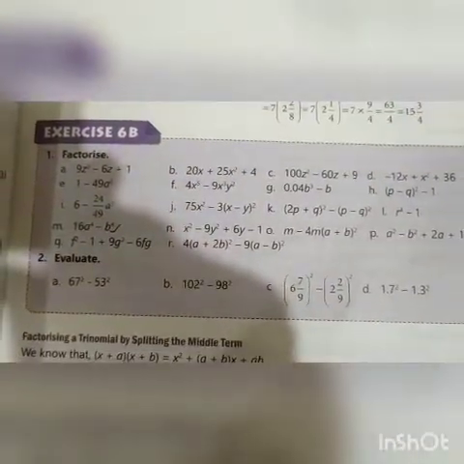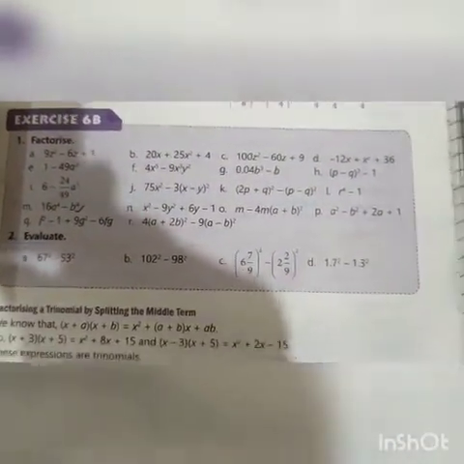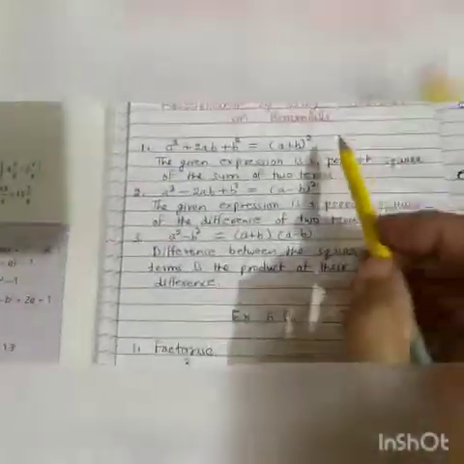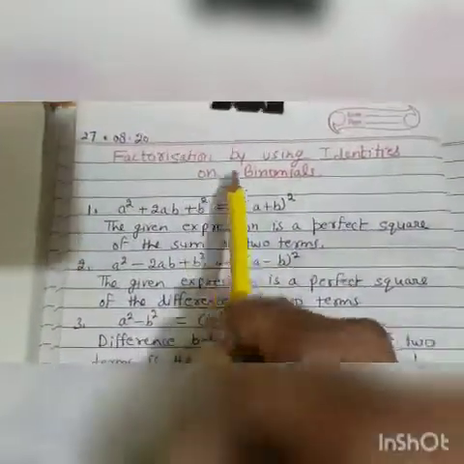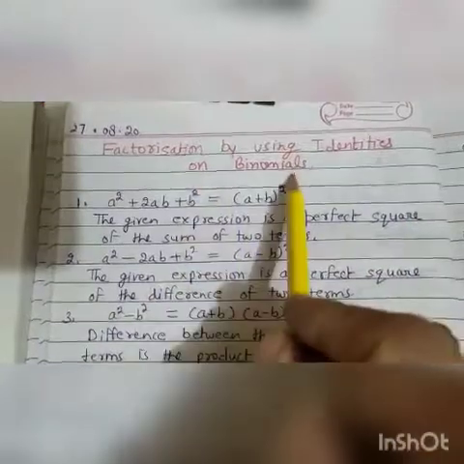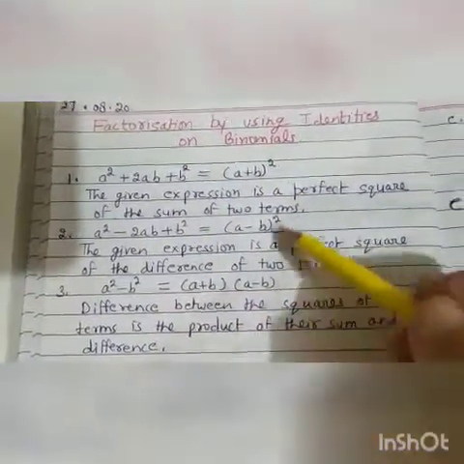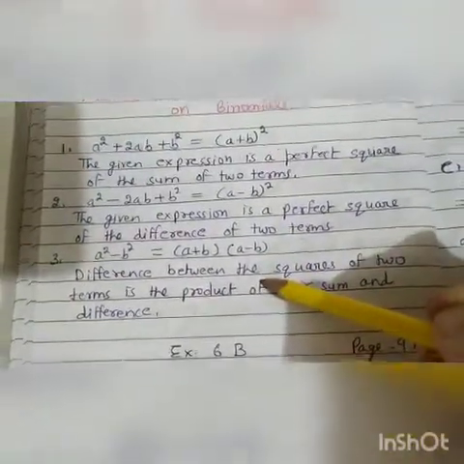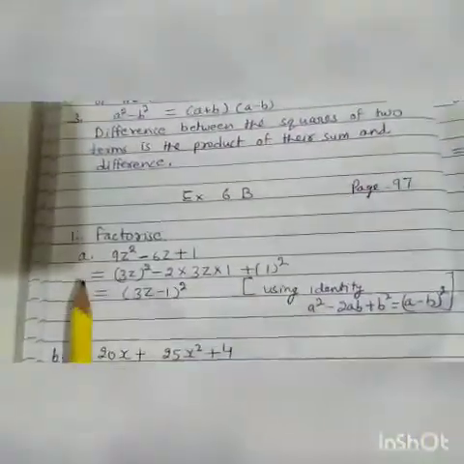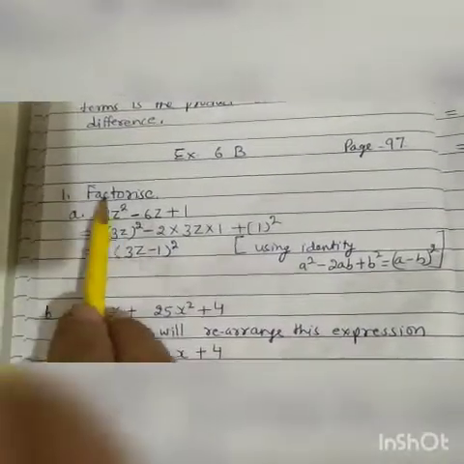Now come to exercise 6b. In exercise 6b, see, factorization by using identities on binomials. I have written these three identities here. You have to write these in your notebook also. Now come to question 1. Factorize, the a part. See this exercise.